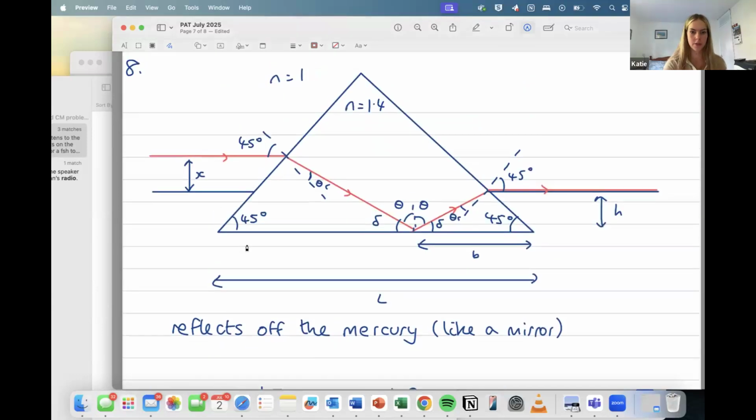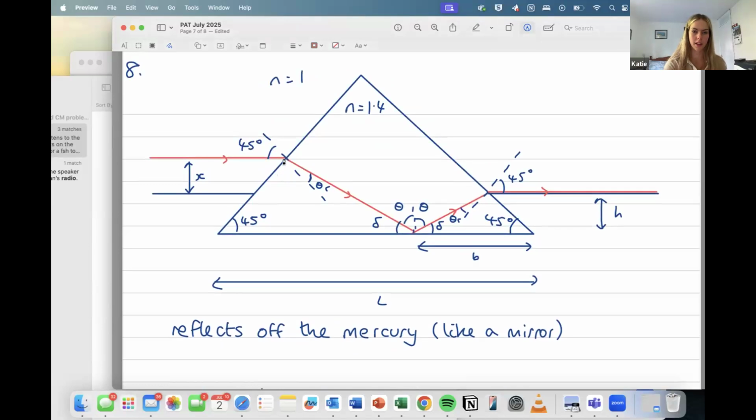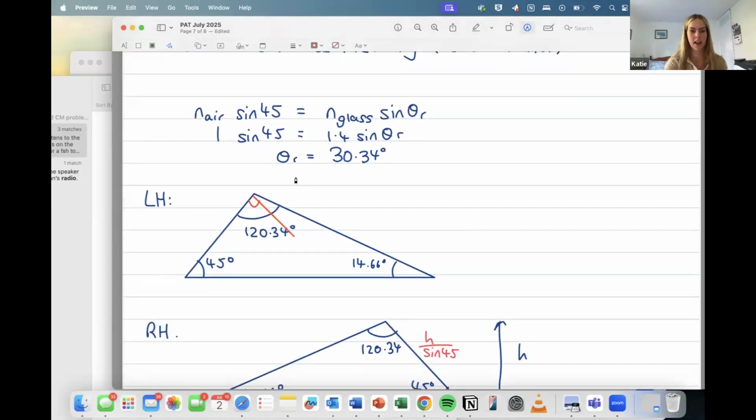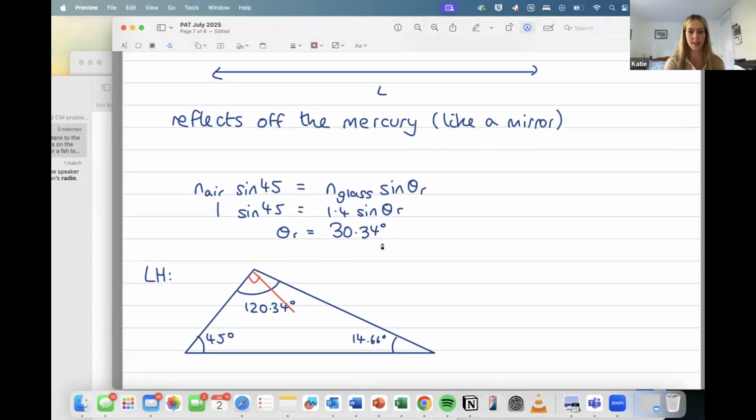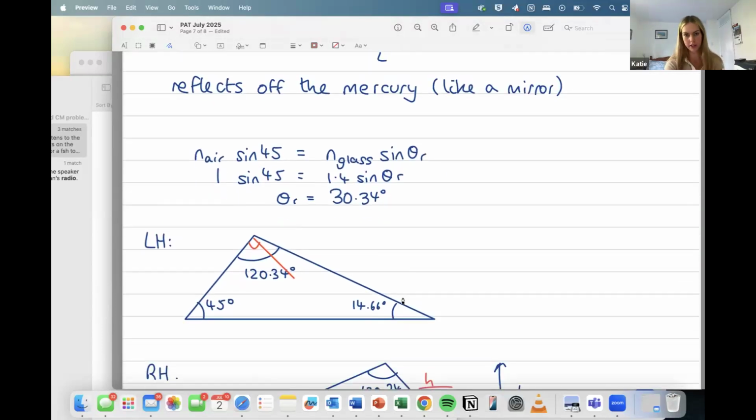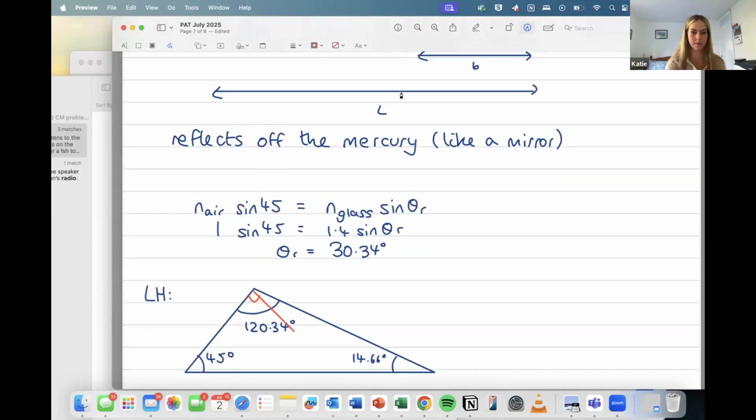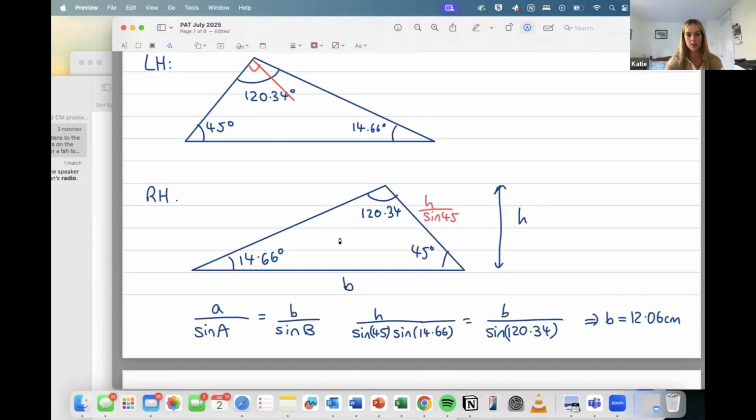It's 90 degrees between the interface and the normal line, and then the 30.4, which we worked out earlier. And then using the 180 degrees in a triangle, we can work out that delta is 14.66 degrees. So that's this angle here. So now we're going to use this in our right-hand triangle.